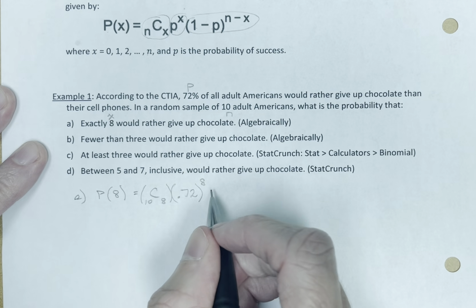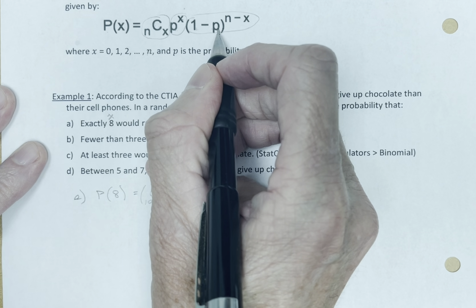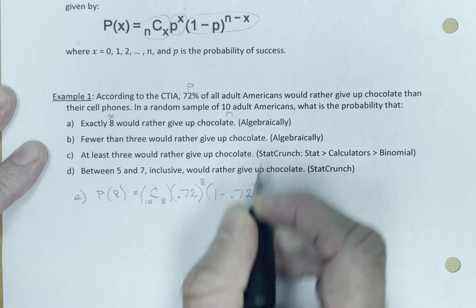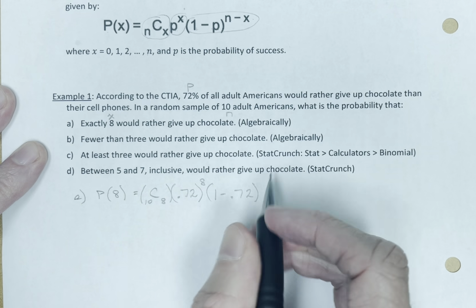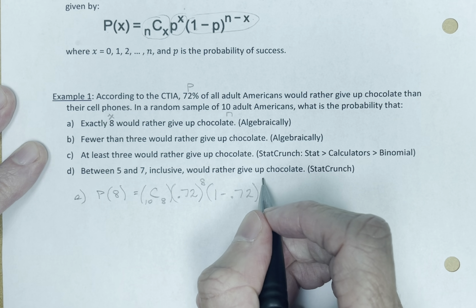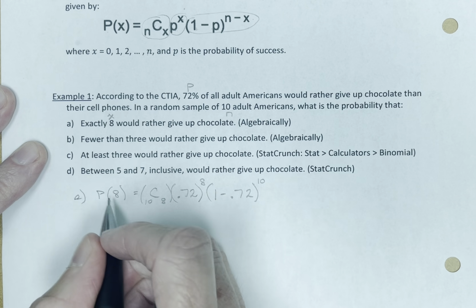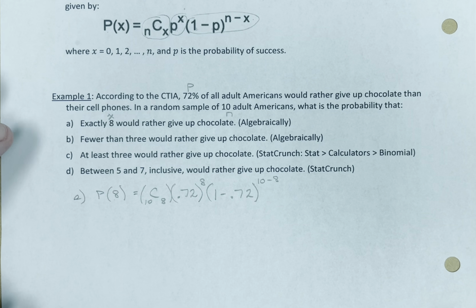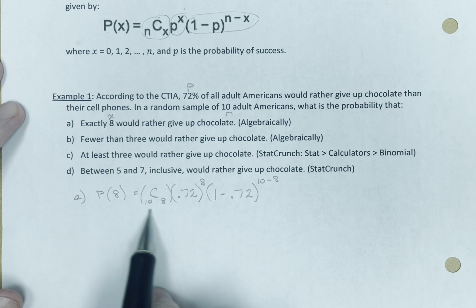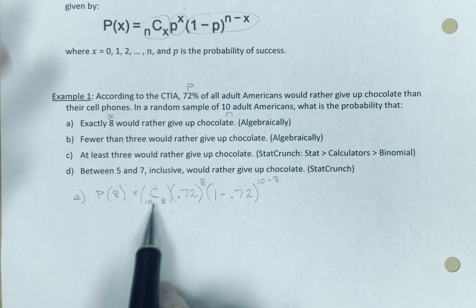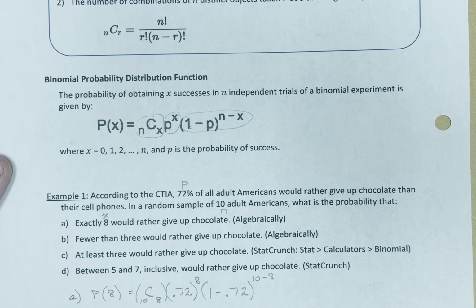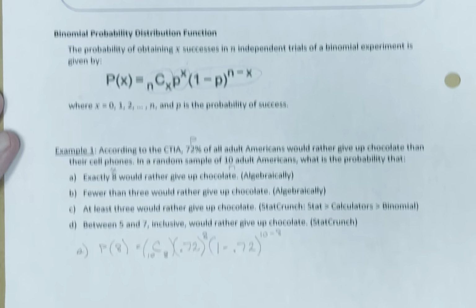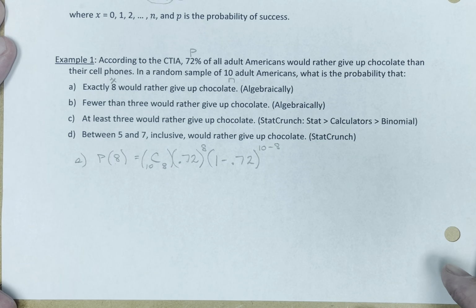And then our third piece is going to be 1 minus the probability of success, so 1 minus 0.72, raised to the n minus x. Well, our n is 10, and our x is, again, 8. So there is the math we have to do. Our calculator will do this for us, or if you want to do it all by hand, you can do that first part, here it is. Or a calculator can do it for you.